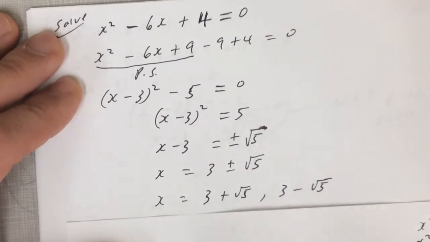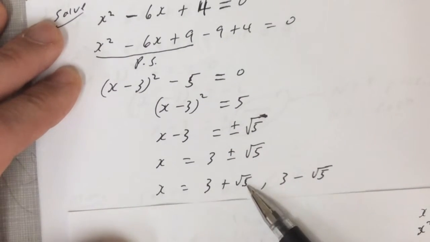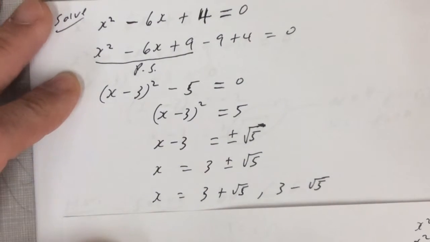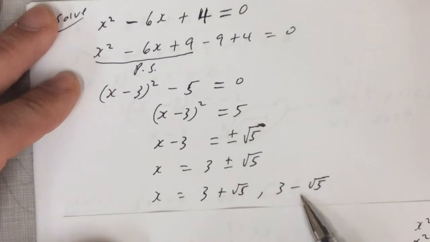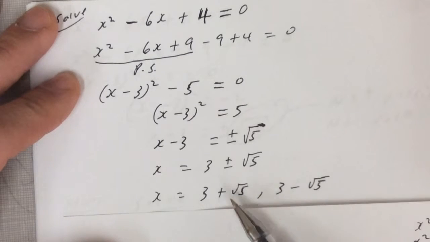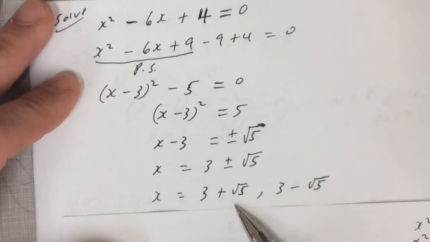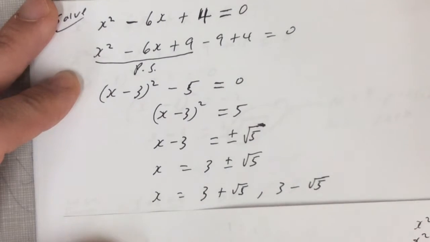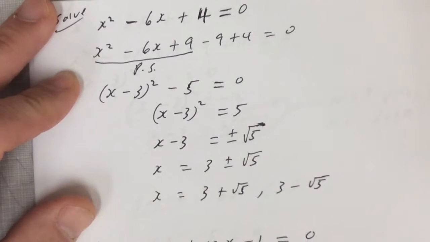Now you've got two solutions. X equals 3 plus root 5 and 3 minus root 5. So the power of this is that you can't get these numbers by factoring, because these are irrational numbers, they're going to give you decimal numbers. You can't do this by factoring. So this method of completing the square is more powerful than factoring. Okay, so this will work all the time.